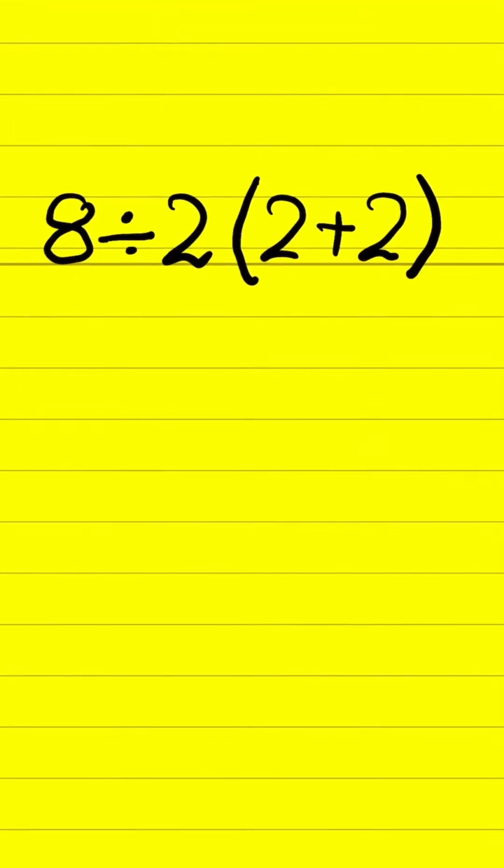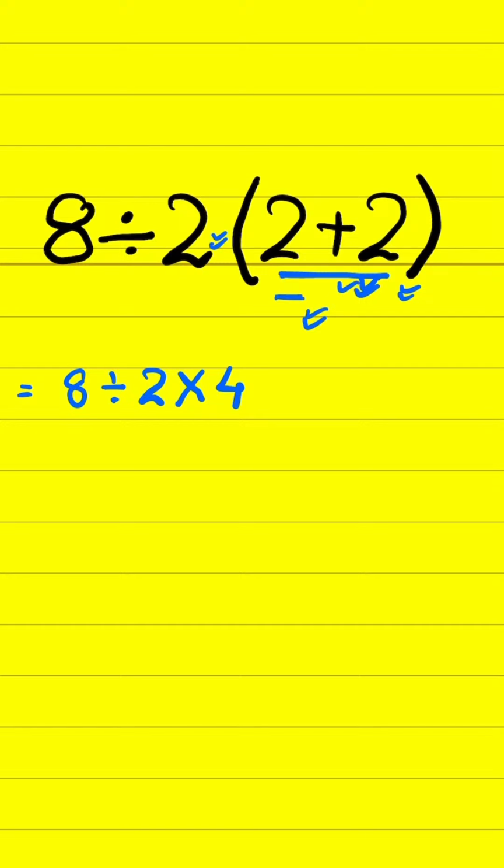Let's solve a question which has brackets. This is 8 divided by 2 bracket 2 plus 2. Bracket means we first solve the bracket or parenthesis. So 2 plus 2 is 4. Now whenever there is no sign next to a bracket, that means there is multiplication. So 8 divided by 2 times 4. Since we solved the part 2 plus 2, we remove the bracket. After solving the operation within the bracket, we have to remove the bracket.